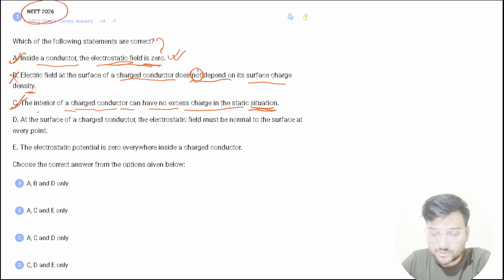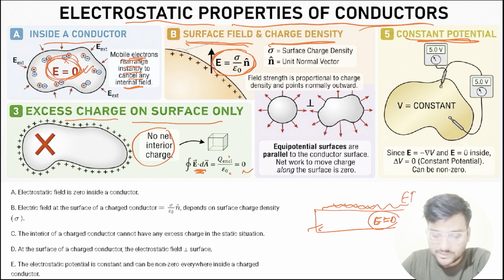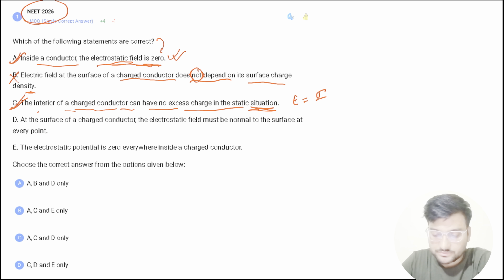Already we can say that E is equal to sigma by epsilon, this is the formula I am discussing here, in the third case, along n cap. Okay, that is also correct. Now the D part is, at the surface of the conductor the electrostatic field must be normal to the surface. That is also 100% correct. So we can say that the C and D parts are correct.